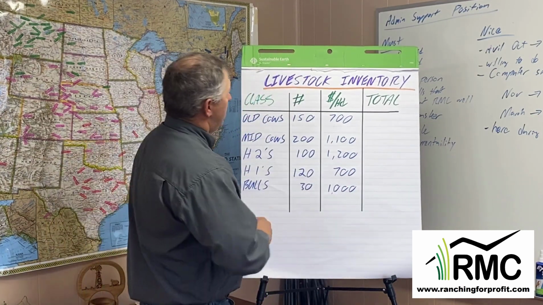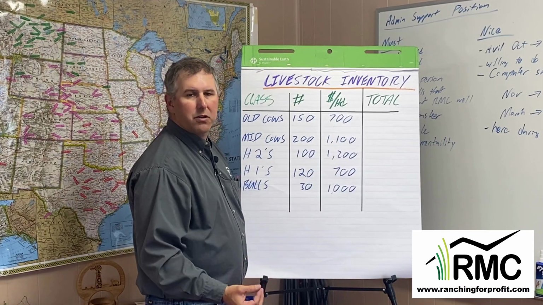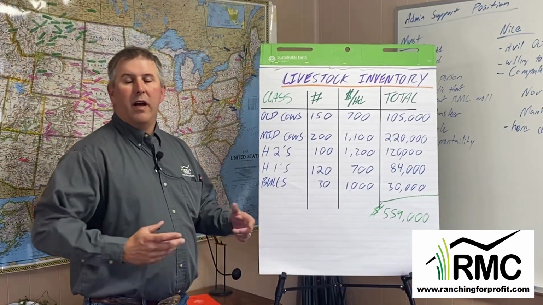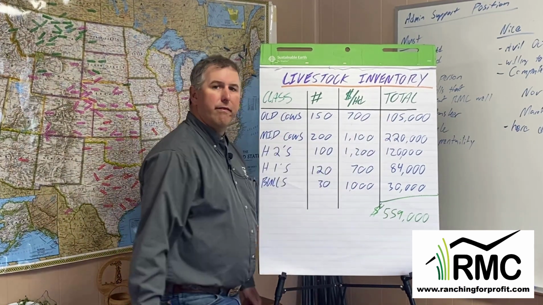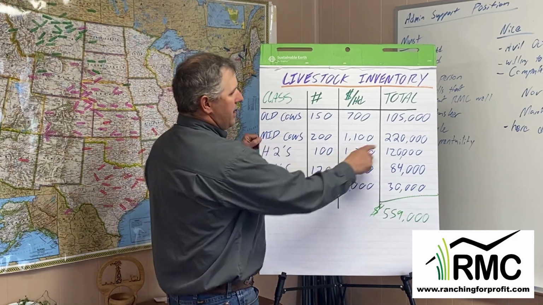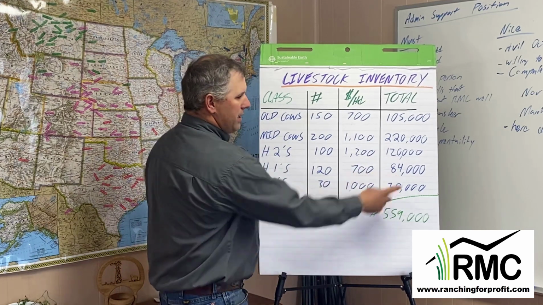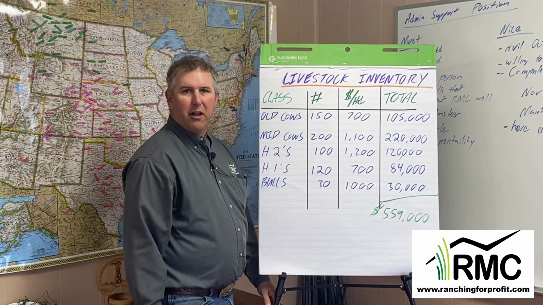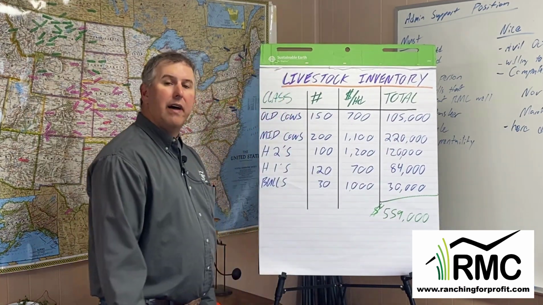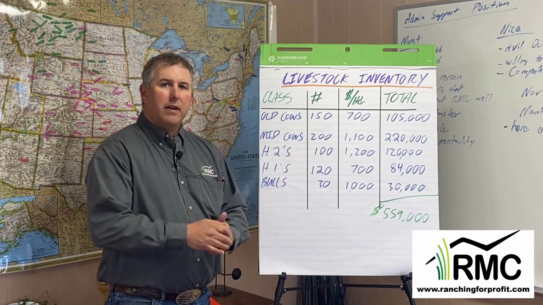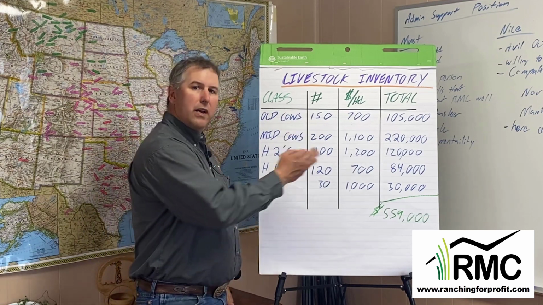Now we do the math. Multiply the number times the dollars to get a total inventory value for each of those classes. All right, so now we've summarized each class of livestock. The old cows, we've got $105,000 of old cows. The middle-aged cows, $220,000. The H2s, $120,000. H1s, $84,000, and $30,000 worth of bulls. Our total animals, if sold today, we're pretty sure would bring $559,000. So now we're not just looking at these animals that we're emotionally attached to, we're looking at dollars.